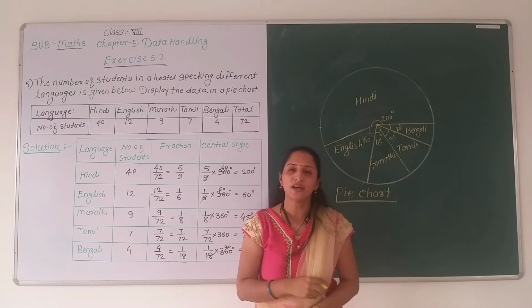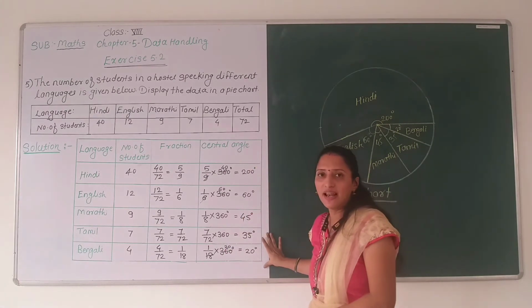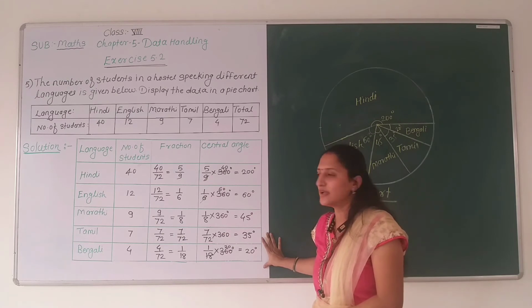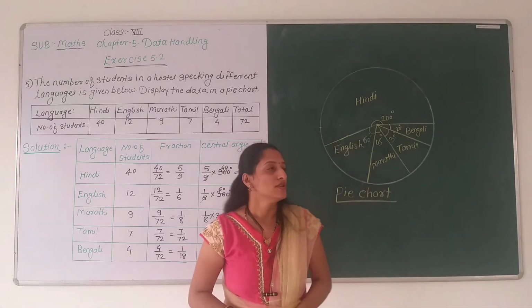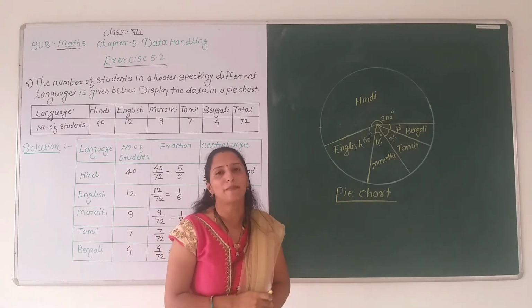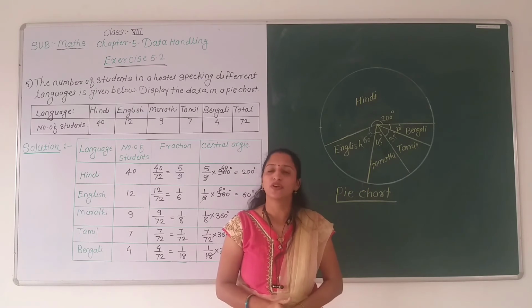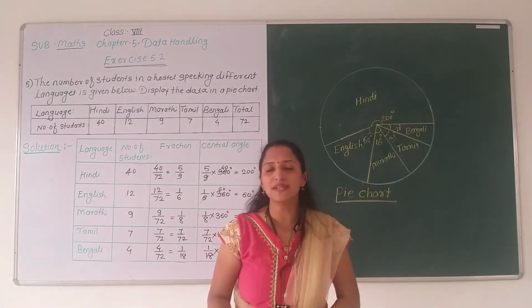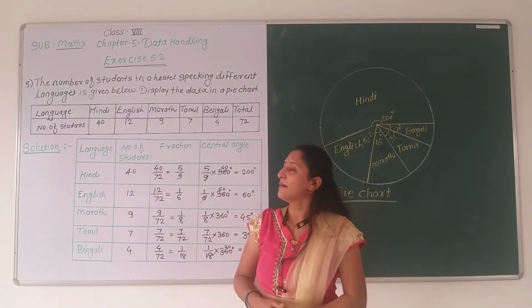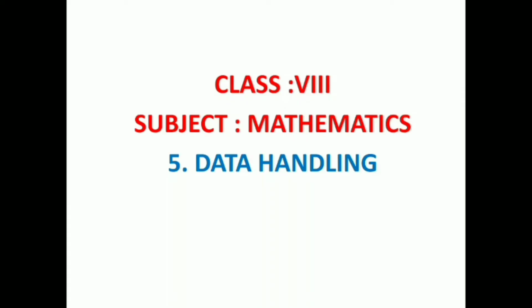It is very easy to construct a pie chart. Have you understood how to construct? Here, measurement of the central angle is very important. So with the help of this information, we have drawn a pie chart. Have you understood, students? Now we are going to solve the remaining examples of exercise 5.2.